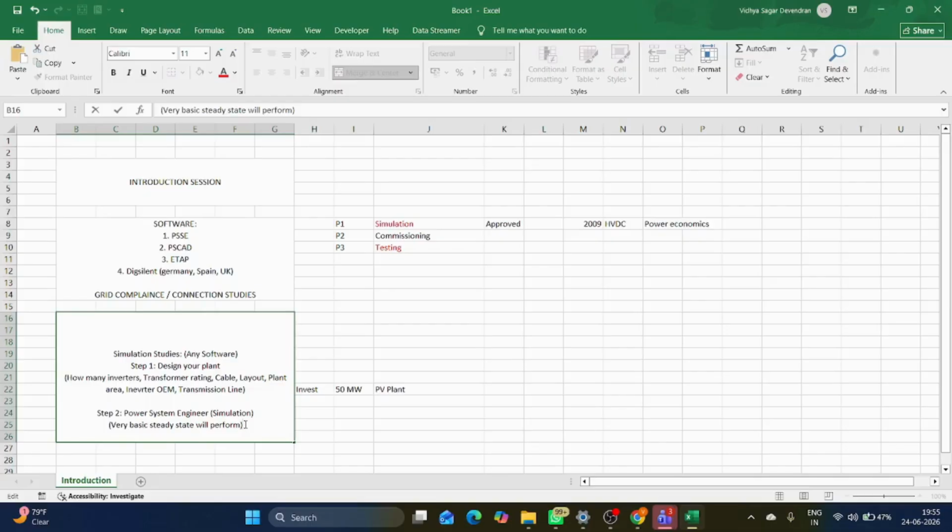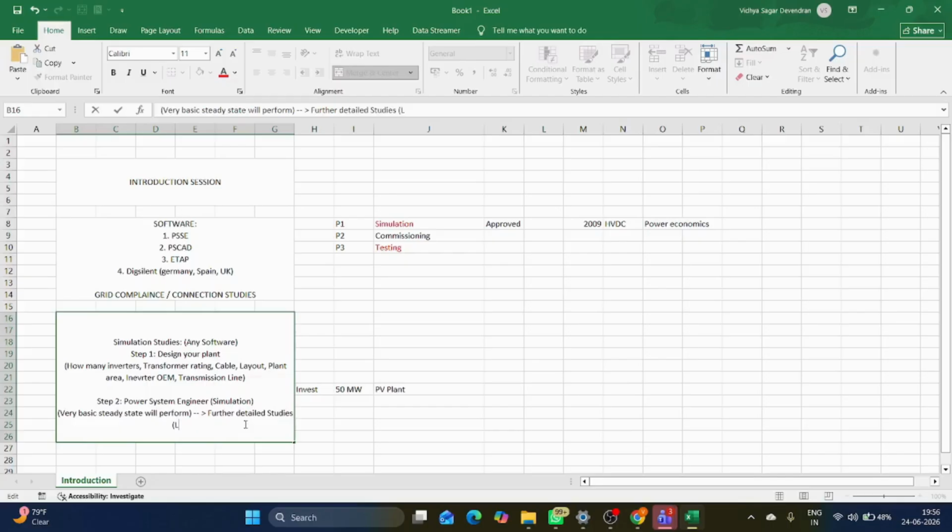Once everything is finalized, only then can I go for the further detailed studies. This is called detailed studies. Here will come load flow, short circuit, and reactive power compensation studies, and if any additional components are required, I will do that. Second, harmonics studies, I can do here as well.